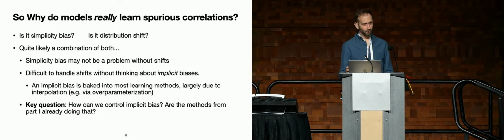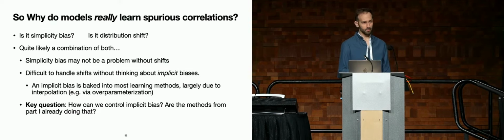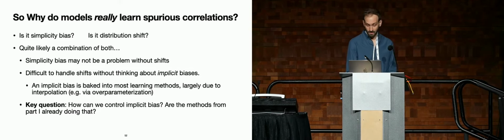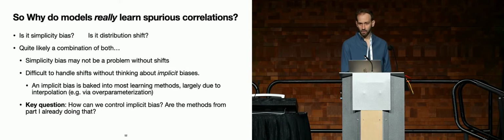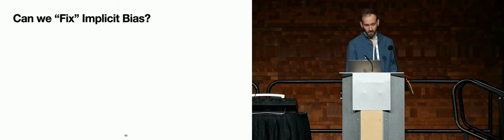And the key question we'll answer in this part of the tutorial, where we cover some works that worked on this problem, is how can we control for the implicit bias of models? And we'll first ask whether the methods we already saw actually control for them already. So to start answering the second question and see whether the methods we've seen so far solve the implicit bias problem, and we get it for free.